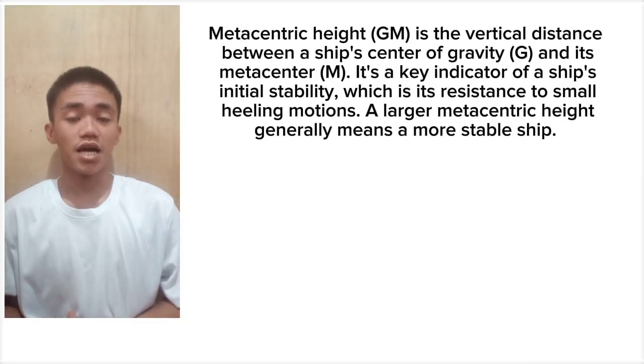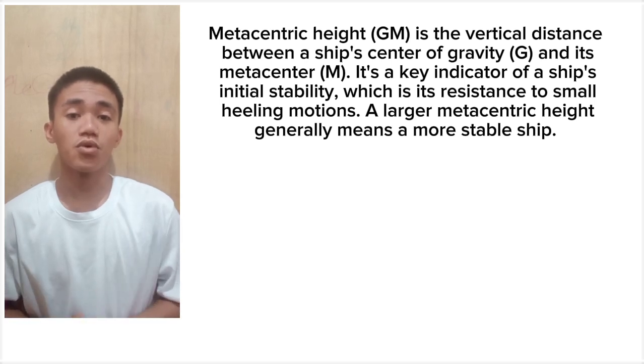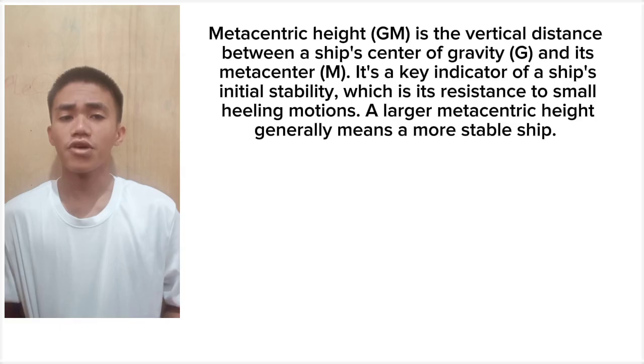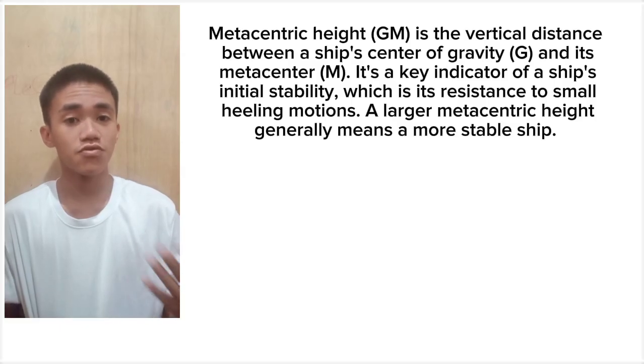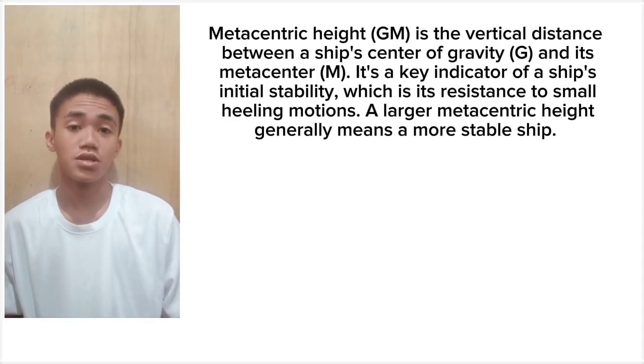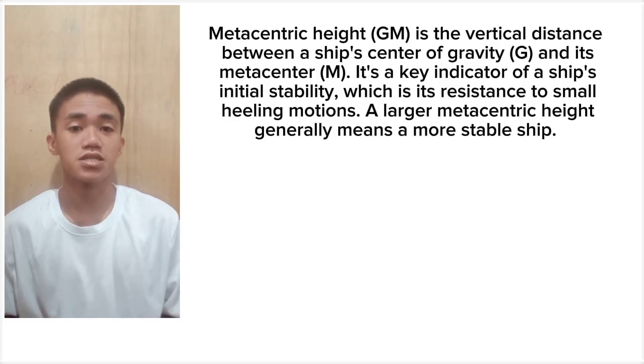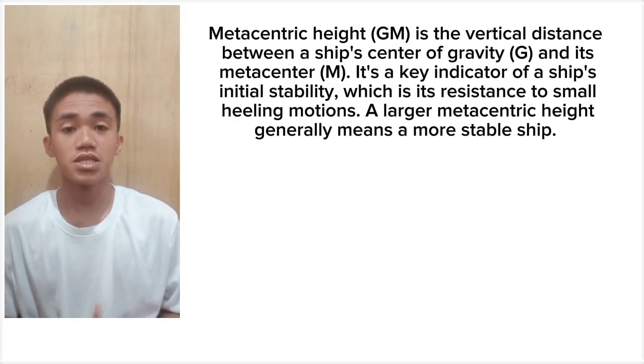Let's start with metacentric height, often abbreviated as GM. Imagine a ship floating upright. Its weight acts downwards through the center of gravity, or G, and the buoyancy force acts upward through the center of buoyancy. Now, if the ship heels slightly, the shape of the submerged volume changes, causing the center of buoyancy to shift to a new position. If we draw a vertical line upward from this new center of buoyancy, it intersects the ship's center line at a point called the metacenter, or M. The metacentric height is the vertical distance between the original center of gravity and this metacenter.